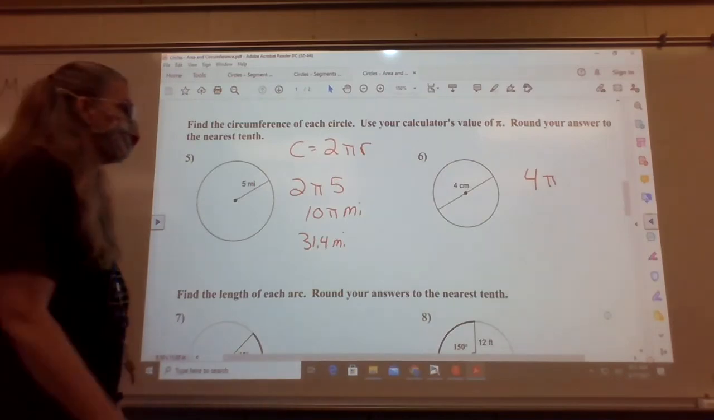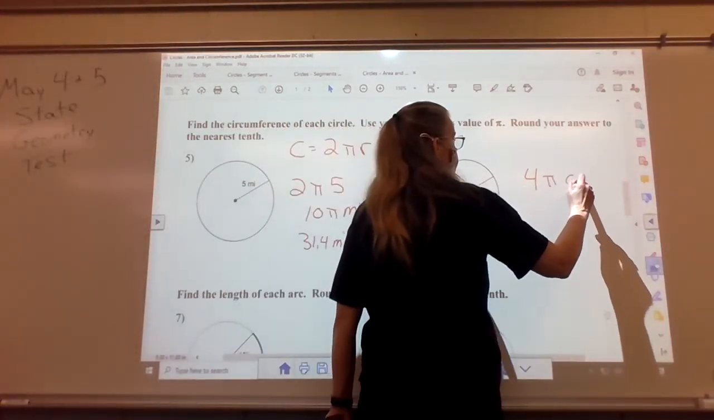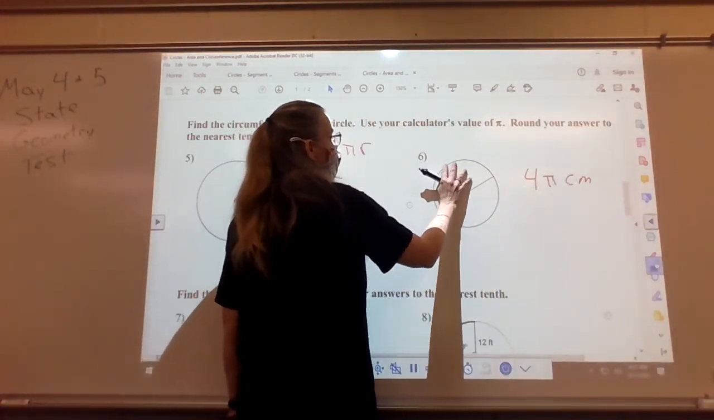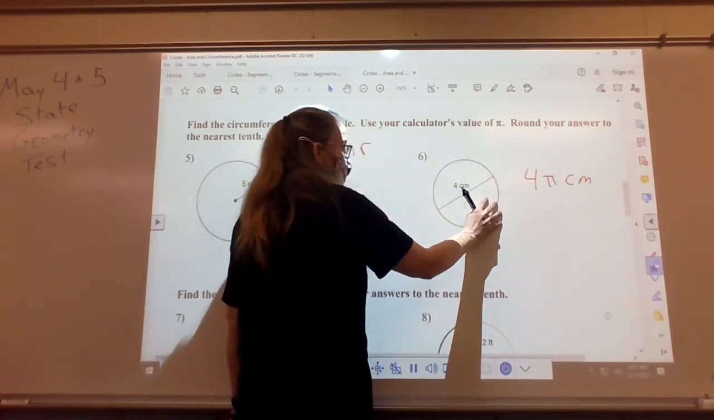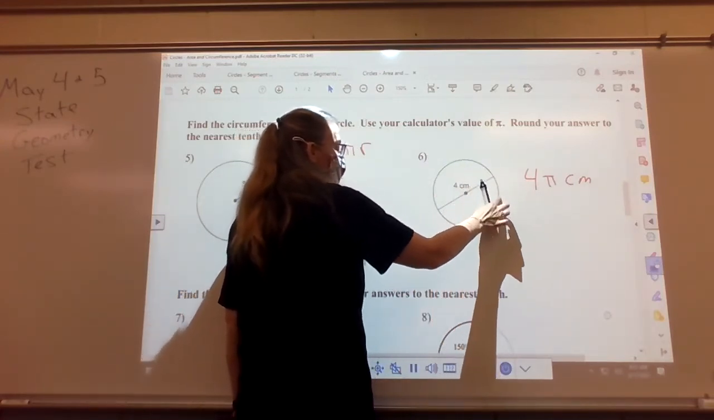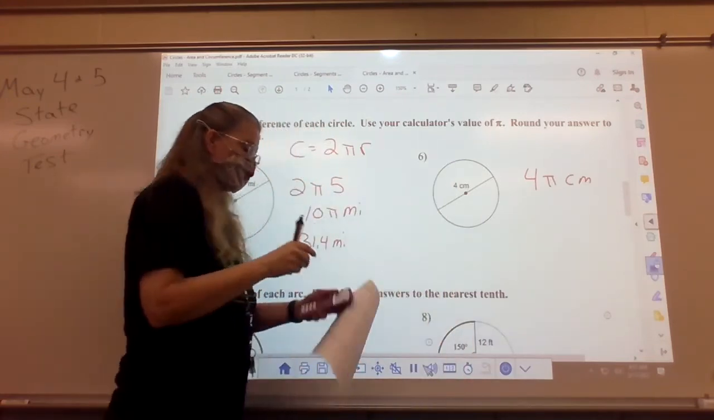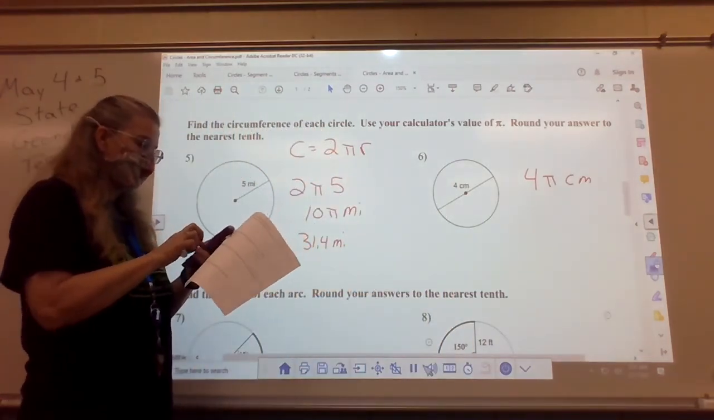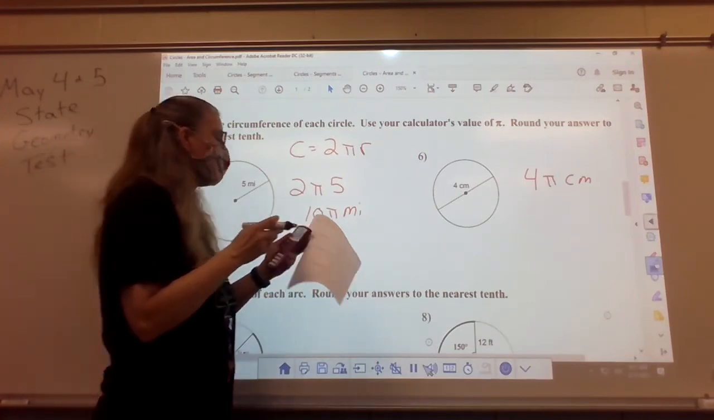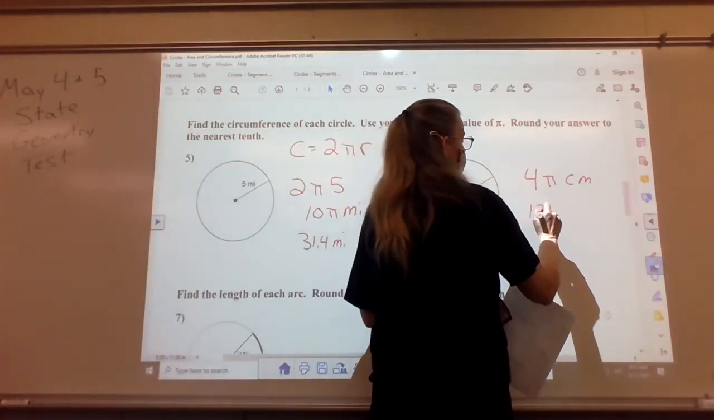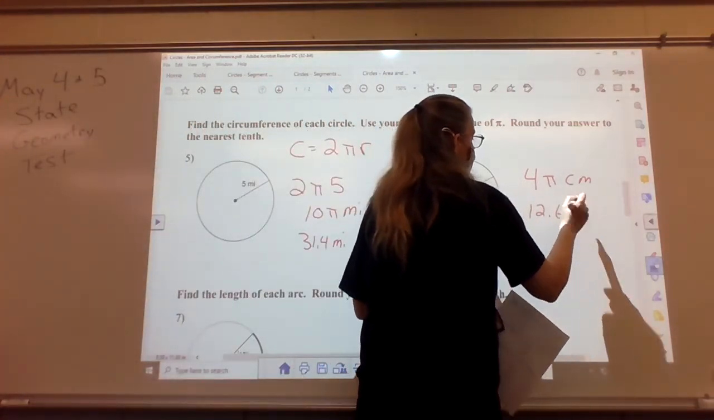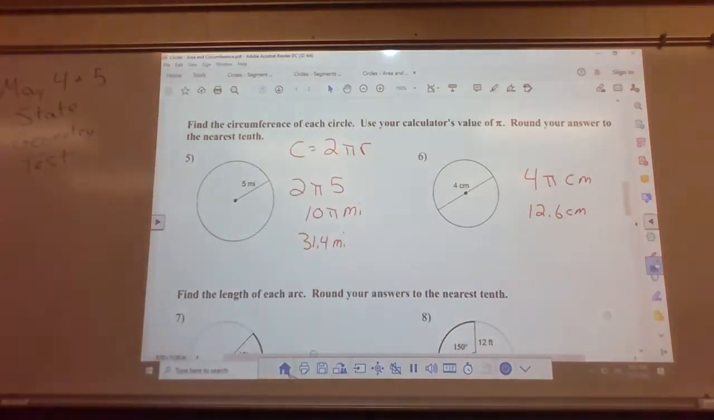Centimeters, that's my unit. Well, this would be like if I had some kind of a project with a circle, and I want to wrap ribbon around the outside edge. And I want to know how much ribbon. So I would take 4 times pi, and I need 12.6 centimeters of ribbon.